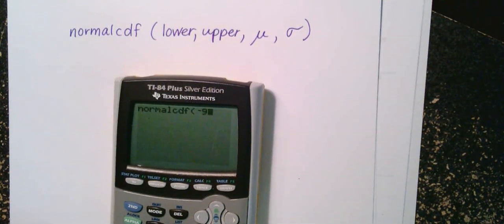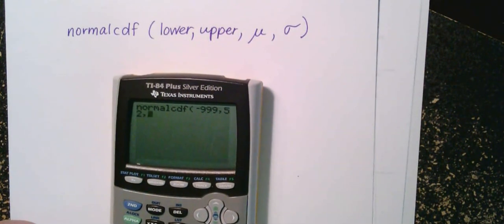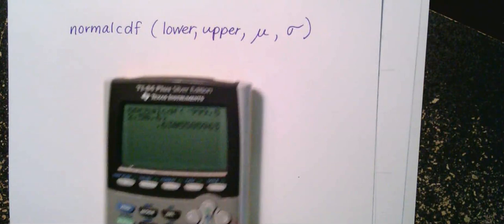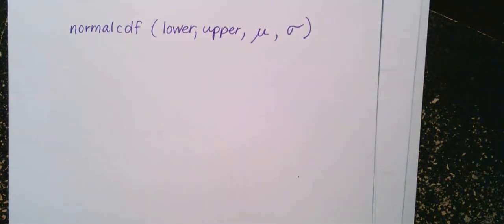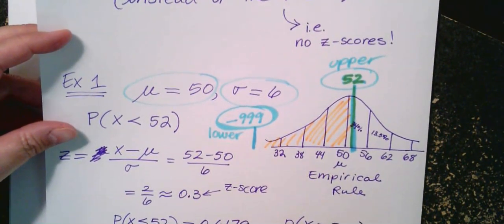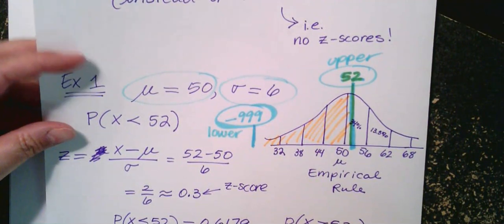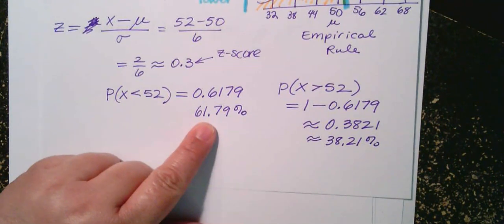So for the lower, it's important to have that negative there because it has to be on the far left. Upper is 52, comma. The comma is right above 7. Mu is 50, comma, and sigma is 6, close my parentheses, and it gives me the same thing the table gave me. It gives me the percentage of the data to the left. Actually, it doesn't. It just gives me exactly what I'm asking for. I apologize. But in this particular case, this is the percentage of the data to the left of that. So now when we did it with the table, we got this.